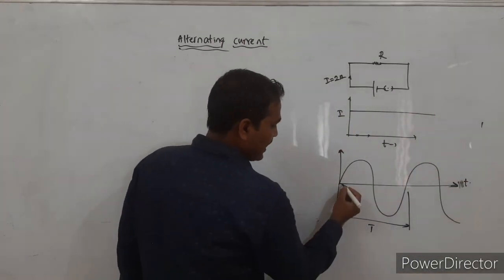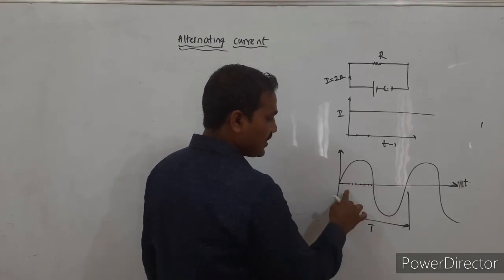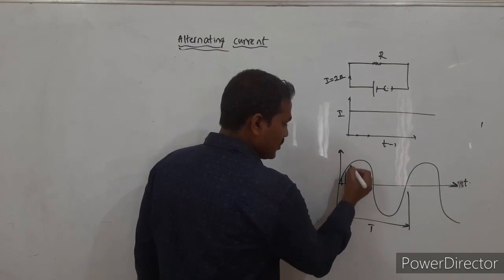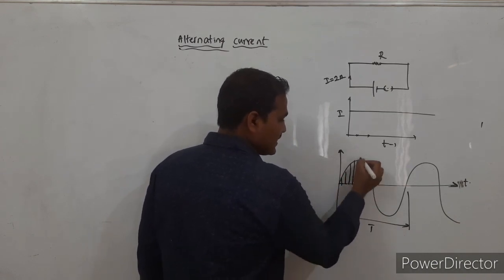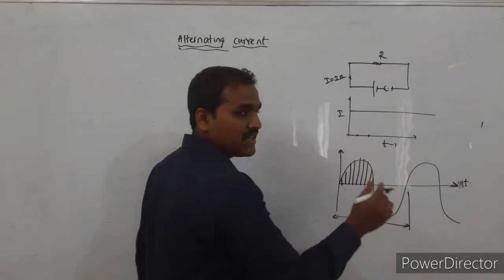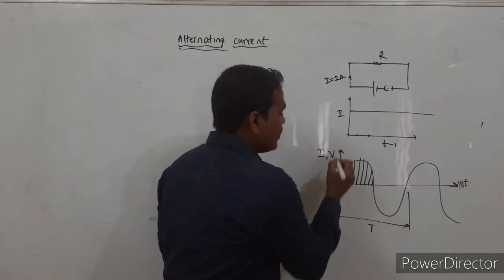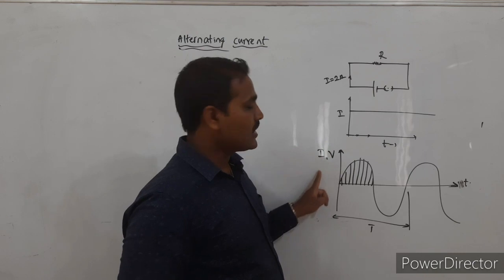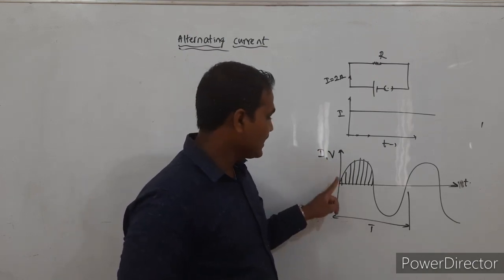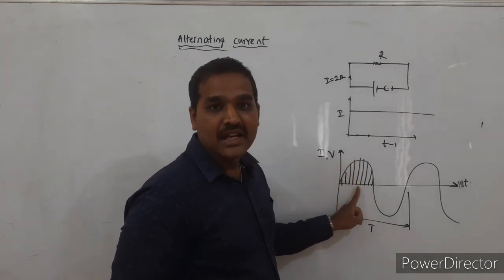We can observe that at different values of time, the current is not the same. You can observe the current is increasing here, then the current is decreasing. This means that at different values of time, the magnitude of the electric current or voltage changes. I can plot voltage as well as current along the y-axis. So in alternating current, the magnitude of the current is changing at different times.